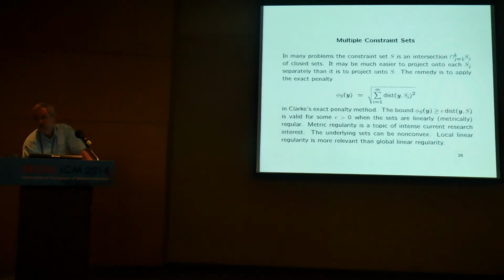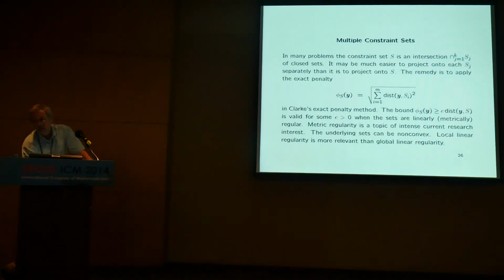Okay, so what do you do if you have multiple constraint sets? You may have multiple sets. You can project onto each one of them easily, but you can't project onto their intersection very easily. Well, now you can use one of these substitute distance functions, and the one that works best in practice is the square root of the sum of the distances squared. Go back, use that in Clarke's exact penalty method.